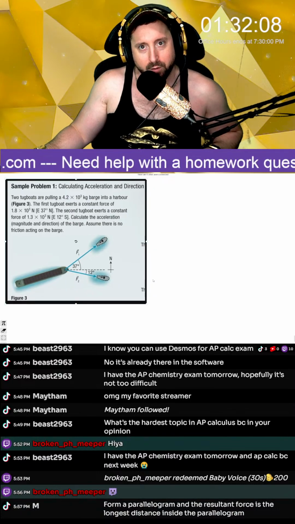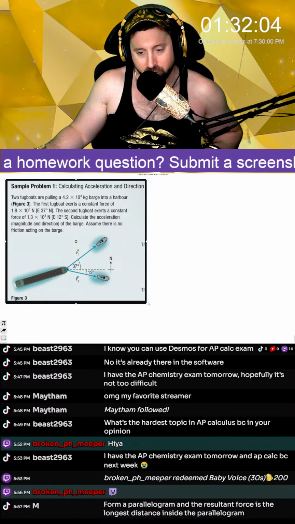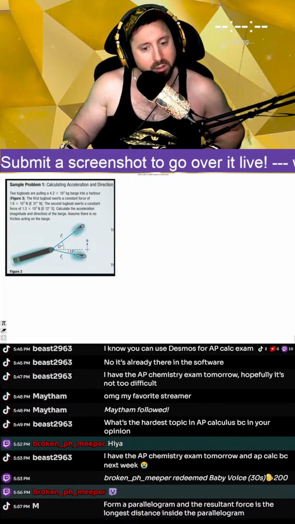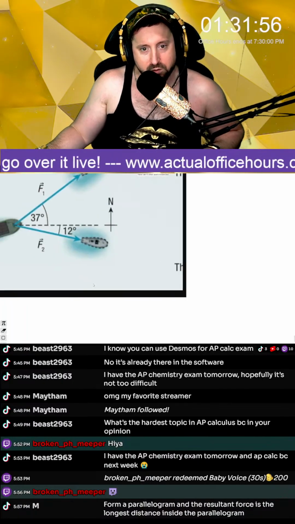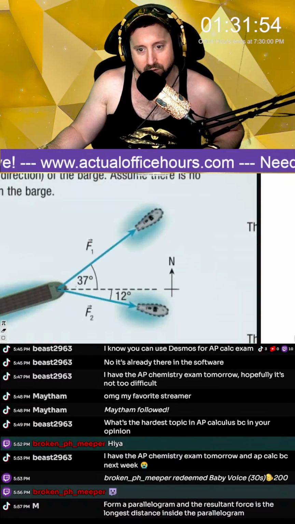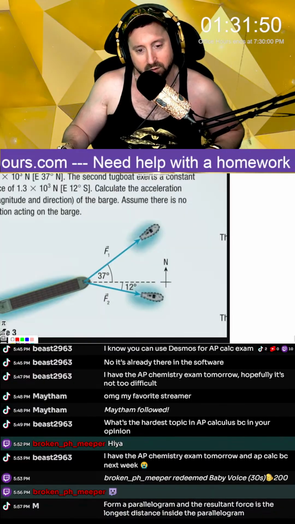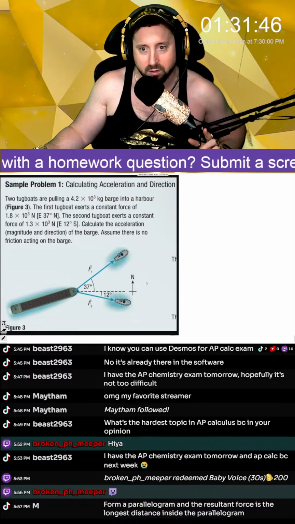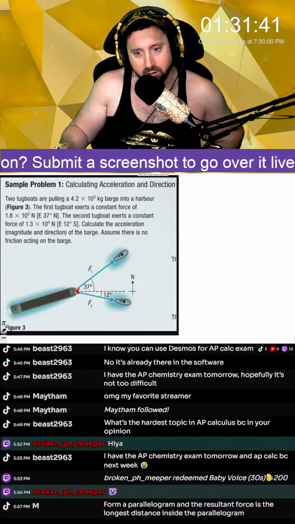If you form a parallelogram, the resultant force is the longest distance inside the parallelogram. That is true. That's because it's the hypotenuse of a triangle. Okay. So when you have this question, it's not just Canadian physics. As much as I would love to blame things on just being from Canada, it's just how things go with physics in this. It's a maritime thing.